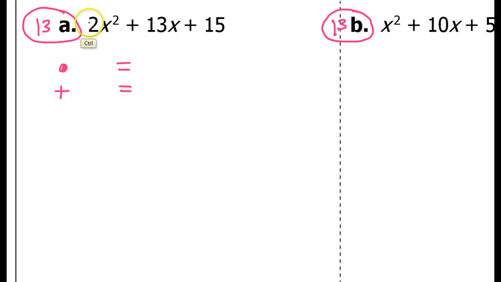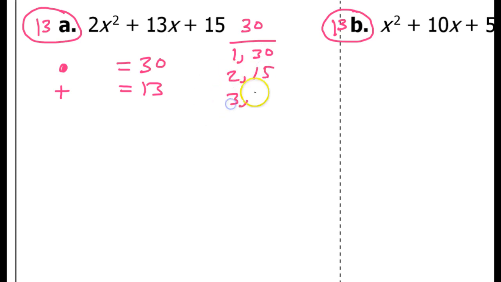The product will be a times c, so that's going to be 30. The sum is the b value, so that's 13. So let's make our list starting with the product of 30. What are all of the ways to multiply and get 30? Well, that would be like 1 and 30, or 2 and 15, or 3 and 10, or 5 and 6. So these are the ways we can multiply and get 30.